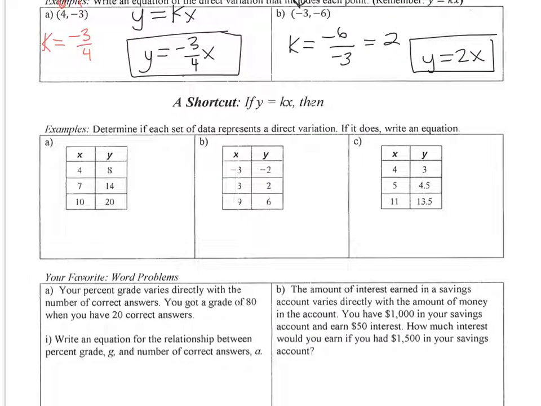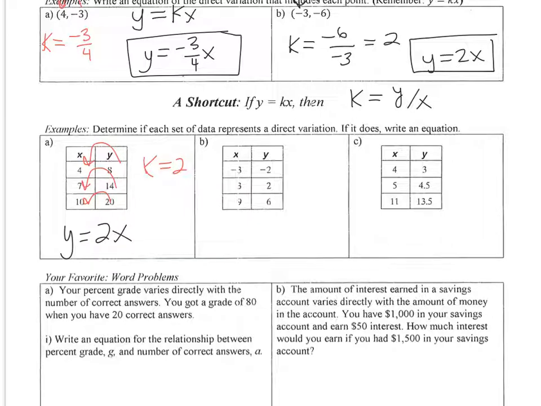Next part. A shortcut is, if y equals kx, then k is equal to y divided by x. So if it's a table, what you want to do is see if y divided by x is constant. Is 8 divided by 4 the same as 14 divided by 7, the same as 20 divided by 10? If all of those are the same, then it's direct variation. So in this case, yes, it's direct variation, and your k is 2. So your equation is going to be y equals 2x.